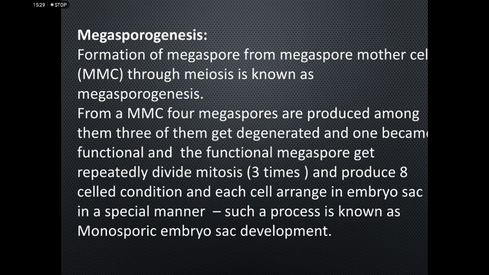From a megaspore mother cell, four megaspores are produced through meiosis. Among them, three degenerate and one becomes functional. The functional megaspore divides repeatedly by mitosis three times and produces an eight-celled condition, and the cells are arranged in the embryo sac in a special manner. Such a process is known as monosporic embryo sac development. This process can be discussed using a diagram.